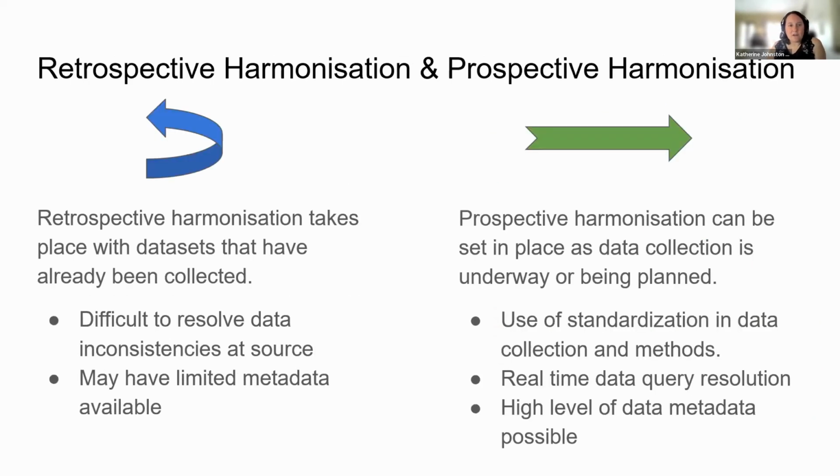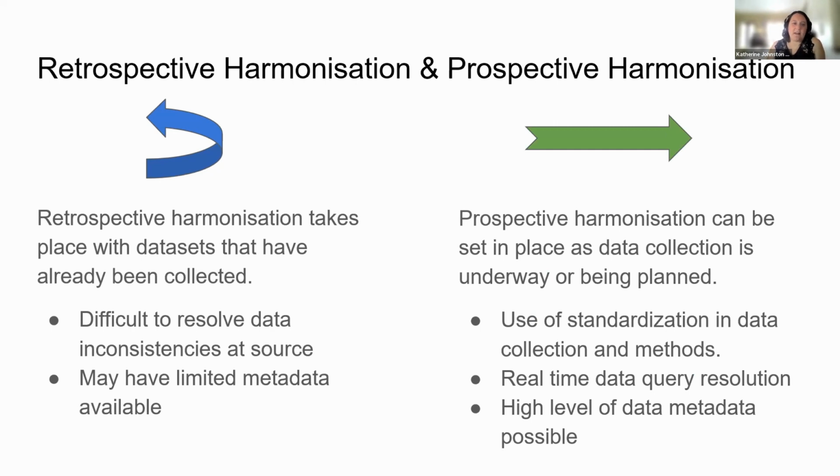I also want to differentiate between retrospective harmonization and prospective harmonization. Retrospective harmonization occurs when prospective harmonization was not a relevant or possible approach. Usually with retrospective harmonization, you're unable to go back and resolve data inconsistencies at source. And there may be existing research data sets that you're using that may have limited metadata available.